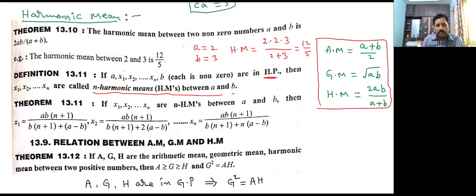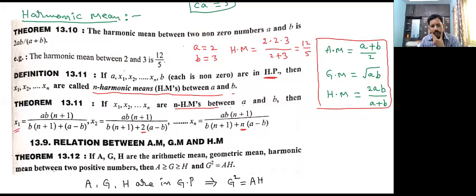Now see that formula. If x1, x2 and so on up to xn are n harmonic means between A and B, how do we find the x1 value? x1 is equal to AB into (n plus 1) divided by B into (n plus 1) plus (A minus B). And observe x2: all terms are the same except these two. 2 into (A minus B). x3 means 3 into (A minus B). xn means n into (A minus B) will come.